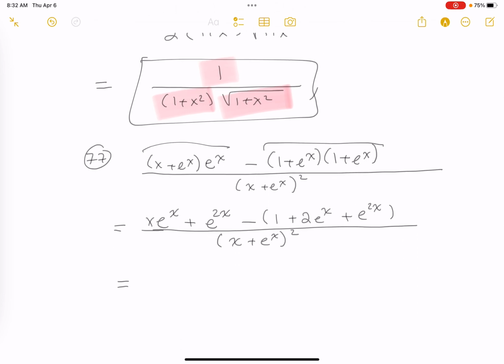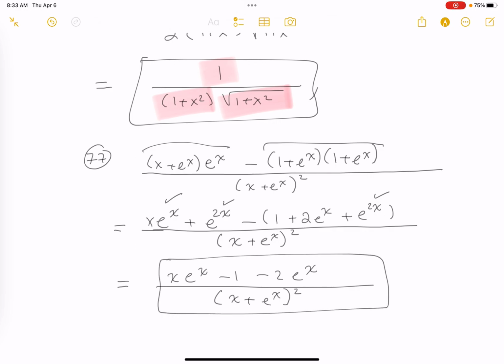I'm looking for a simplification, by the way. The bottom, I don't see any simplification on the bottom at this point. What do you see on top? Well, I see x e to the x. That term's taken care of. I see e to the 2x minus e to the 2x, that's gone. Then what do I see? Minus 1 minus 2e to the x. I could put a box in this over here, indicating we're done.